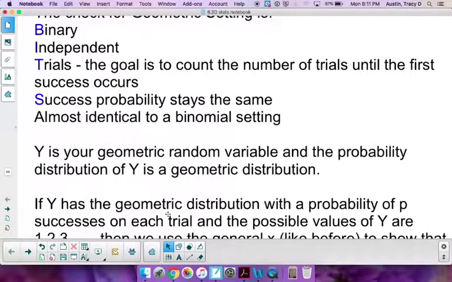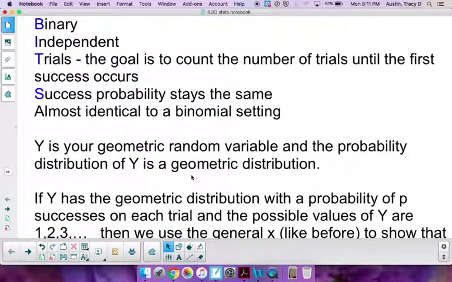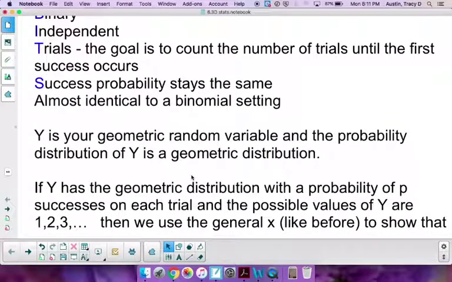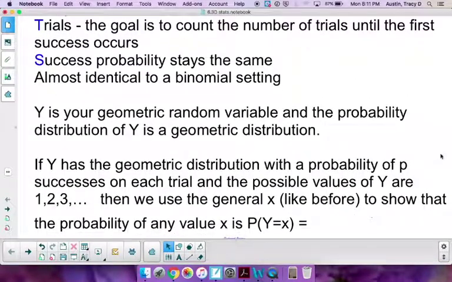Okay, so we're counting the number of trials until we get our first success. Okay, so we still have P, little p being our probability of success, right? We just don't have N anymore at all because there is no set number of trials. What we have is basically, again, a choice of how many failures do you want to go through until you get a success.